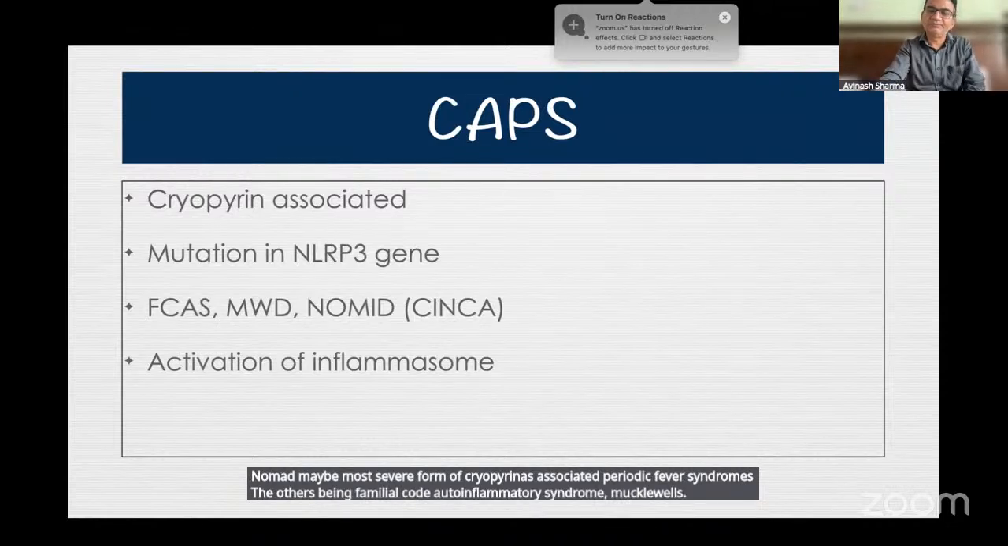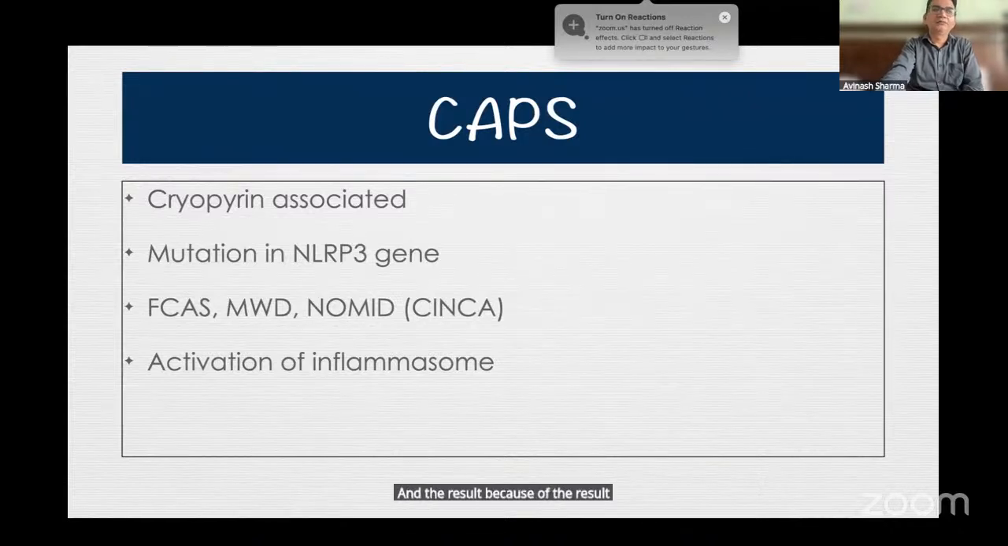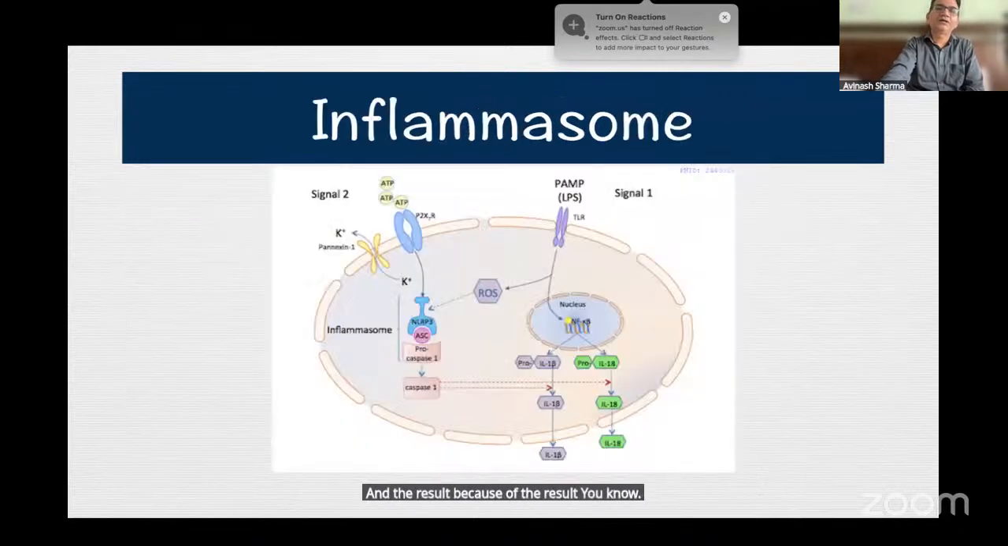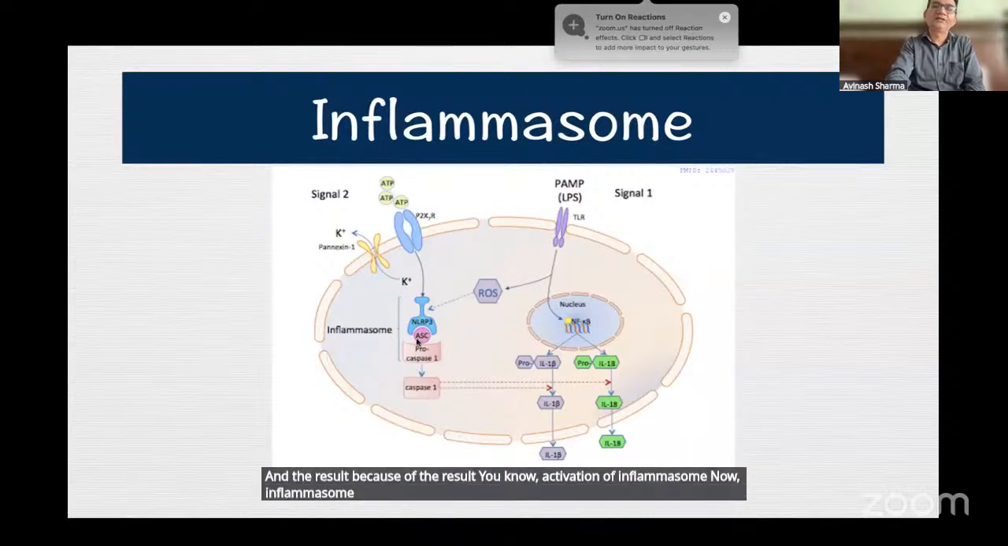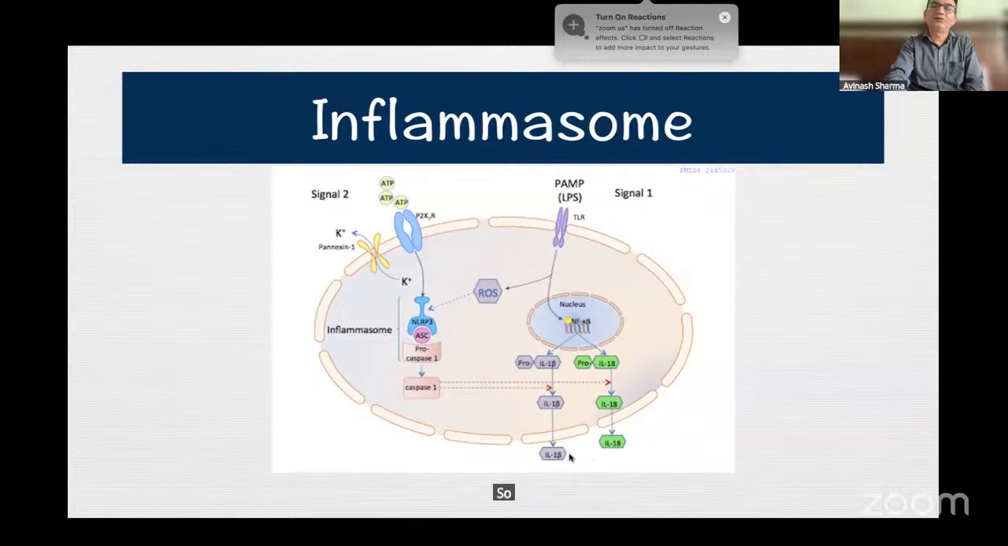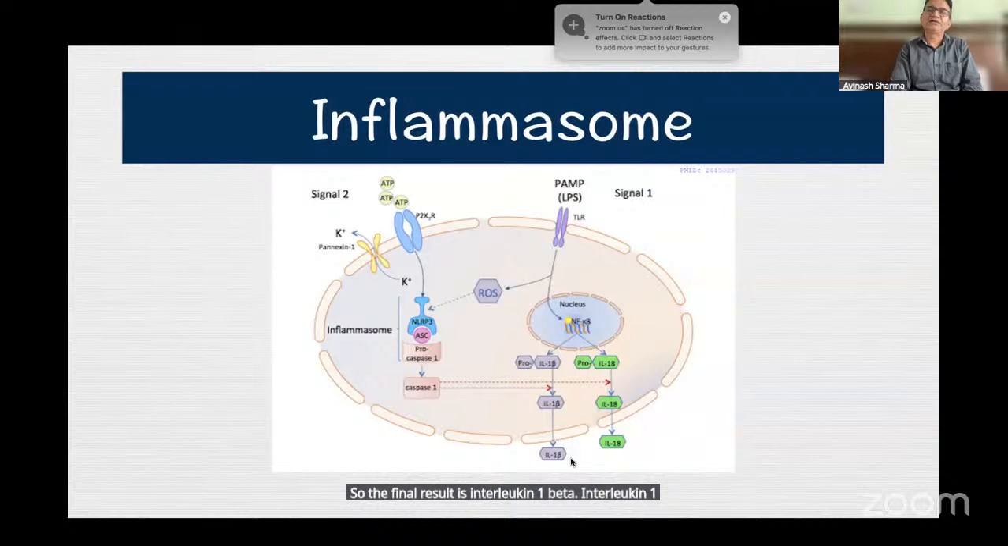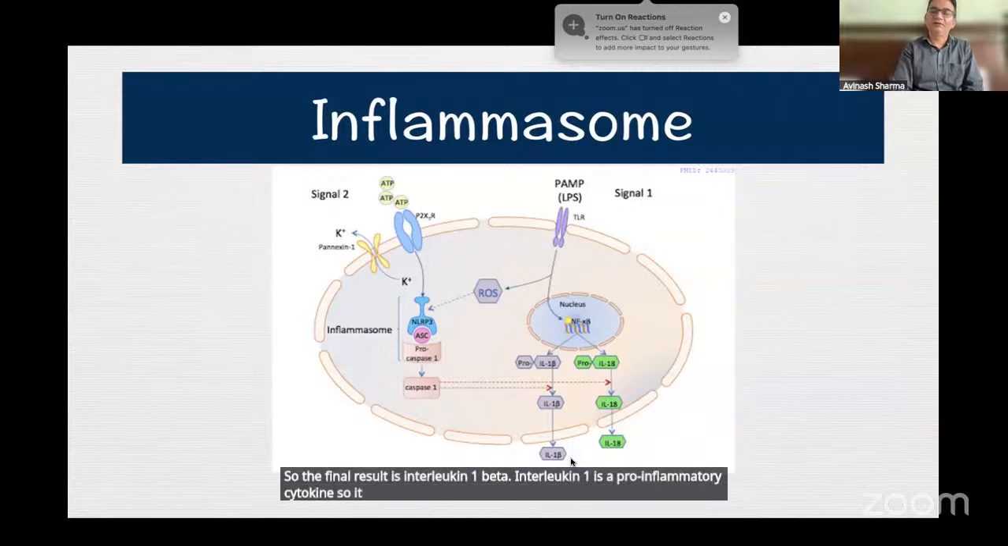They result because of activation of the inflammasome. Now, the inflammasome has a role in our body: when it is triggered, it results in the production of interleukin 1 beta through caspase 1. So the final result is interleukin 1 beta. Interleukin 1 is a pro-inflammatory cytokine, so it will result in inflammation.